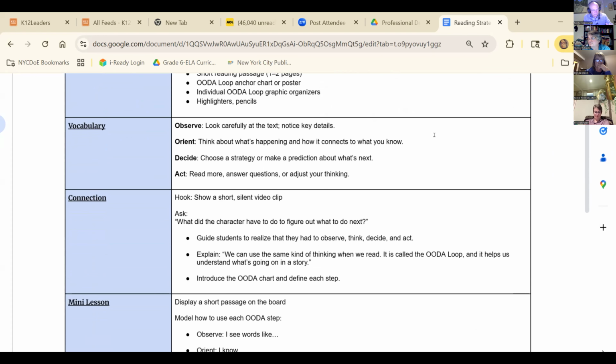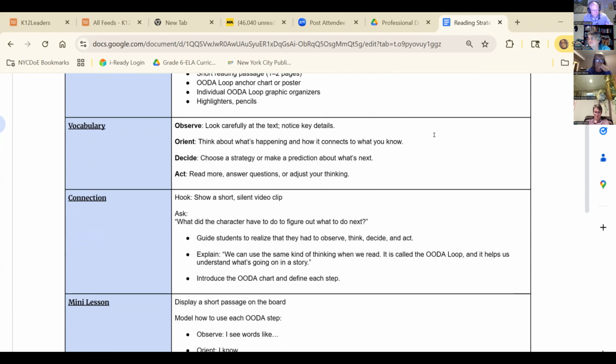For the mini lesson, you can display a short passage on the board and model the OODA loop steps. You can use sentence starters such as "I see words like" for observe, or "I remember" in the orient step, "I know" as well. For the decide step, "I'll predict the main character will," and then the act step: "Now I'll read the next passage to check my prediction." So all of this you're modeling for the students. As you are doing that, you want to write down your thoughts on either the smart board, chart paper, or graphic organizer while you are modeling for them.